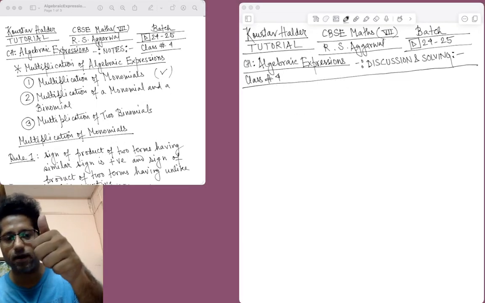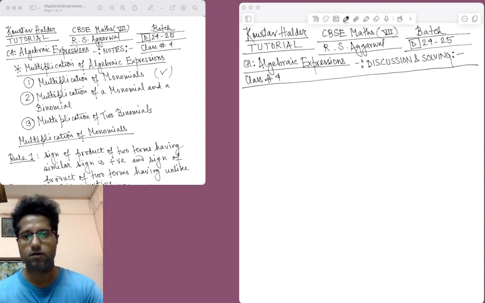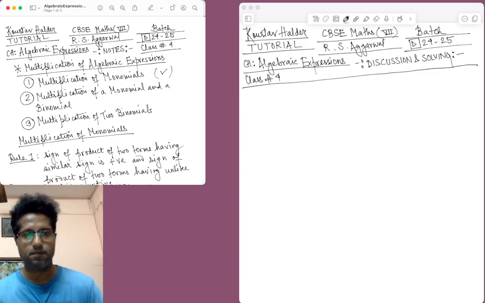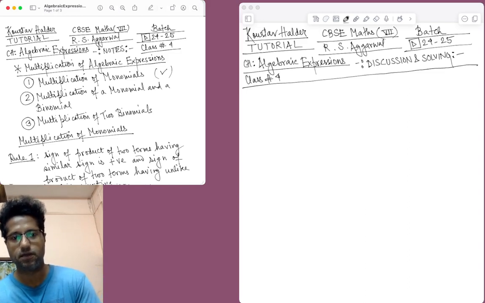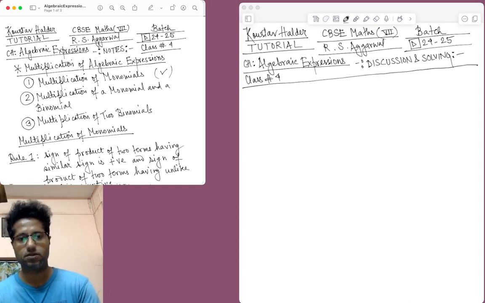Okay, as usual I have my notes on the left hand side, and I will discuss and solve the problems on the right hand side. So for multiplication of algebraic expressions, there are three kinds of multiplications. In this class you will learn multiplication of monomials.